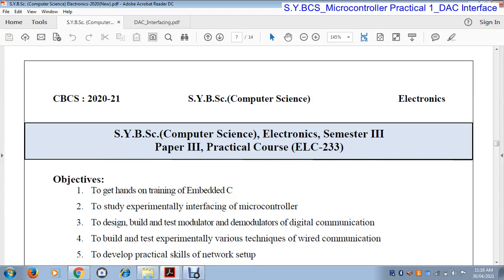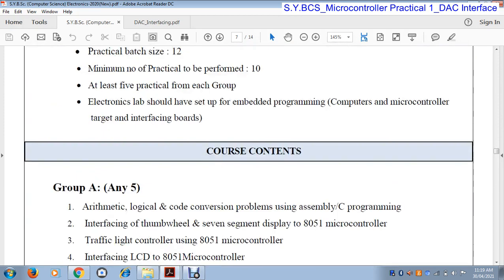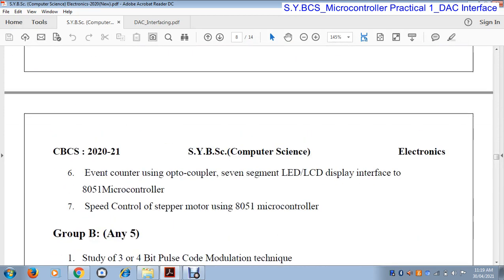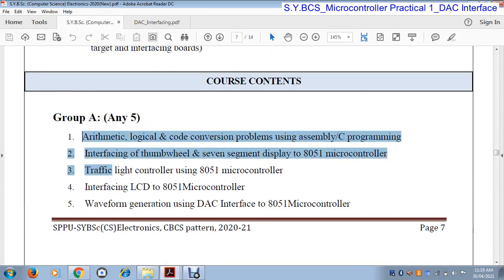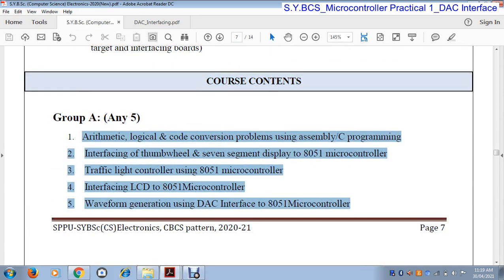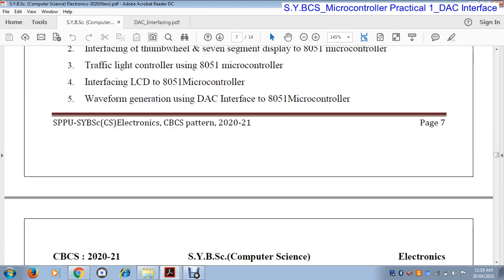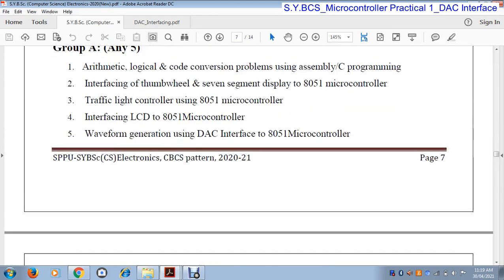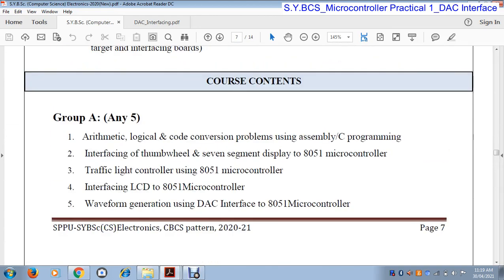Hello students, today we are going to see our electronics paper 3, which is based on a practical course. In this practical course there are two groups, group A and group B. The group A practical is based on the microcontroller, which is our paper 1, and the group B practical is based on digital communication concepts. Now we start with group A.